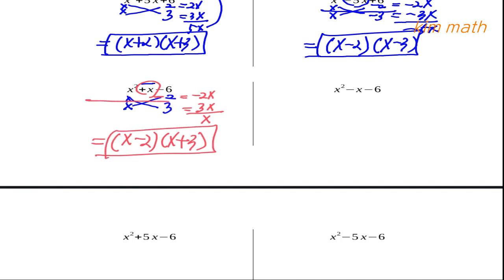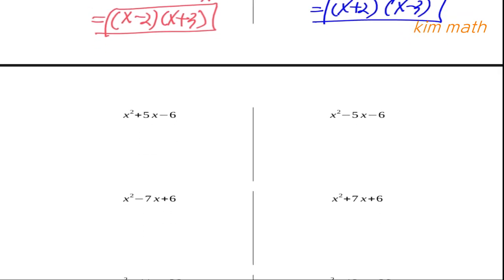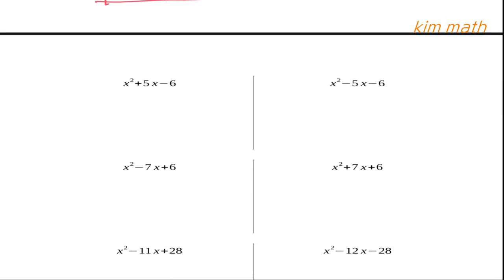Okay, first row is the first factor, second row is the second factor. Very similar one, next one, x and x, 2 and 3. To make a negative x, you can make a negative 3 here. Okay, so first row, x plus 2, second row, x minus 3 is the factoring. Okay, next one, x and x.